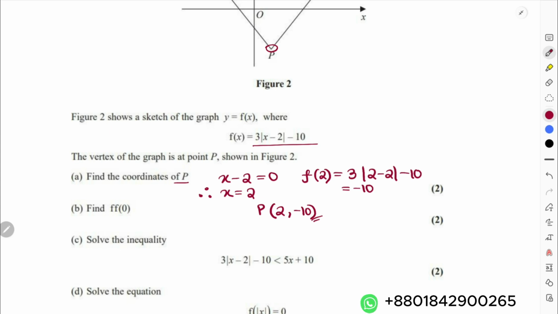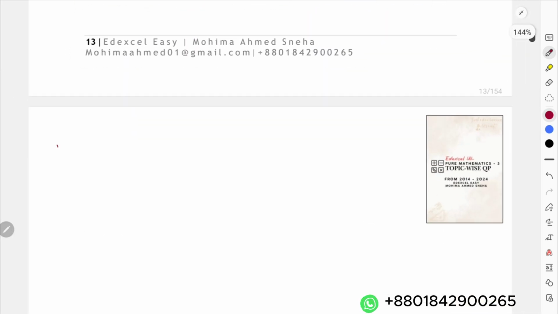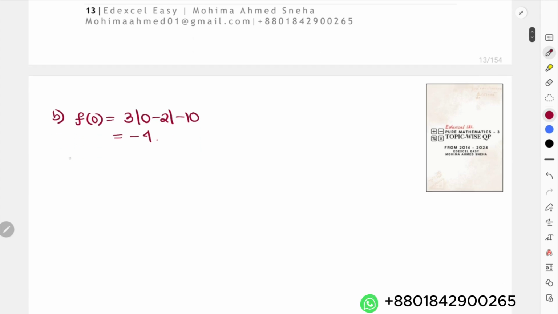Then after that, we have to do the composite function of f(0). So let's find out what is actually the value for f(0) first. So part B, f(0) is 3 times (0 minus 2) minus 10. This is 6. I mean, 0 minus 2 is just minus 2 in modulus, which is 2. 2 times 3 is 6. 6 minus 10 is just minus 4, right? And now if you insert f(0) into the equation, you get 3.